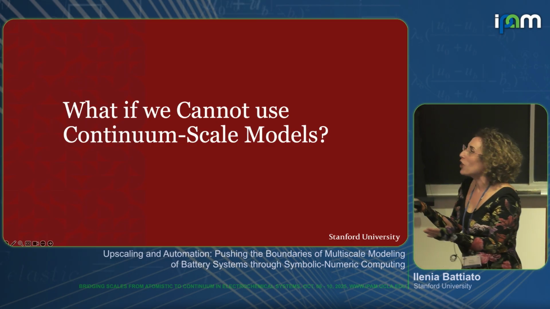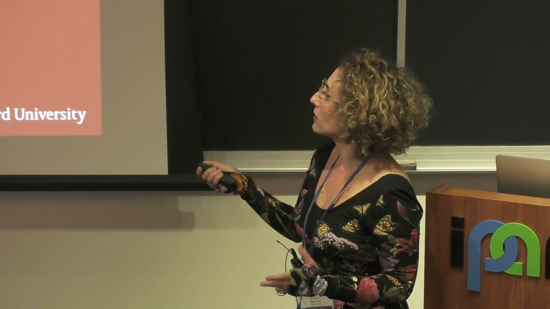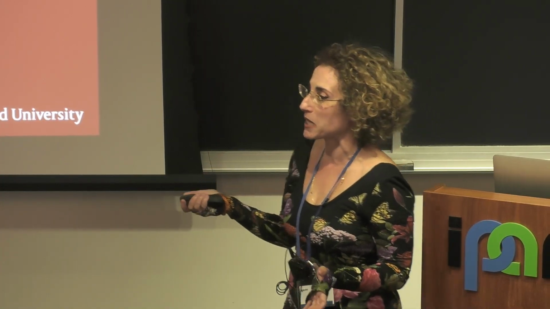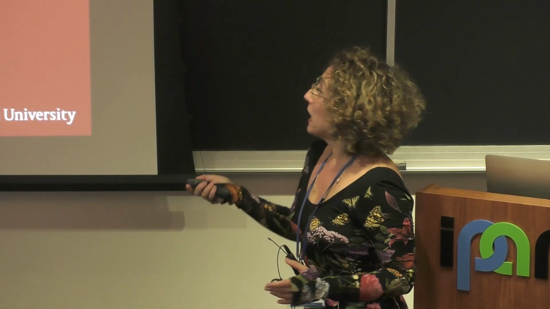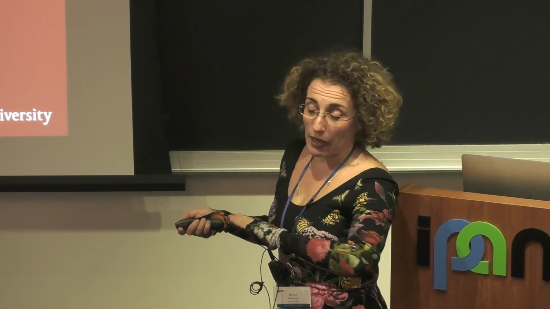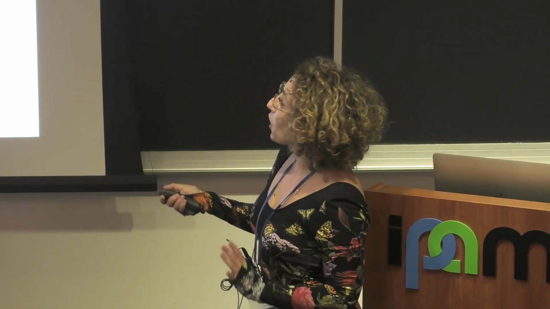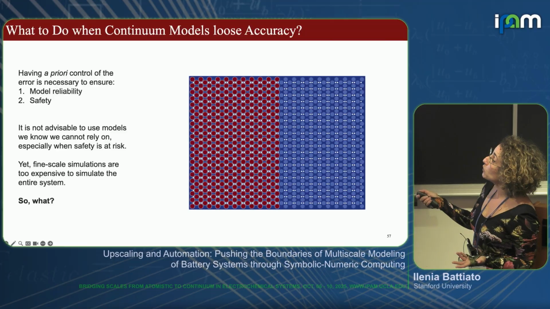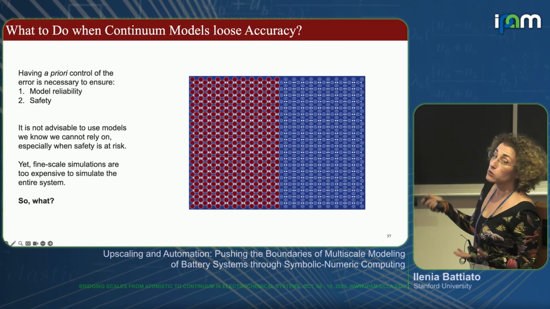So I told you about the applicability conditions, and then I'm very cavalier about what happens when we cannot use continuum scale models. It does happen, all the arguments, DFT, not DFT, it's kind of the same thing. Again, I don't know that part. So what do we do when continuum scale models lose accuracy?